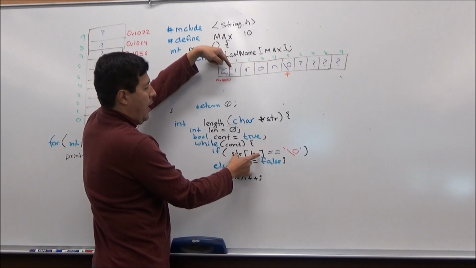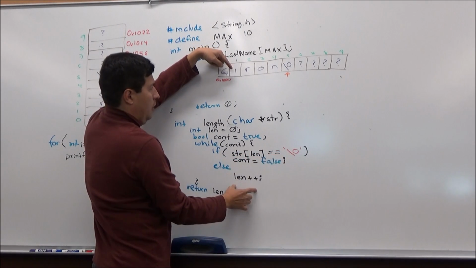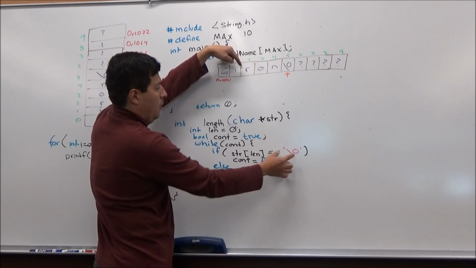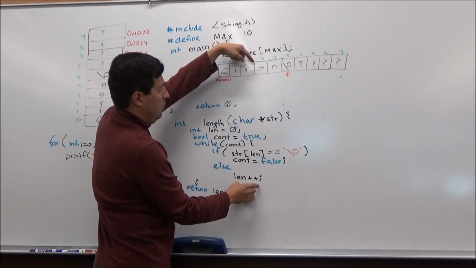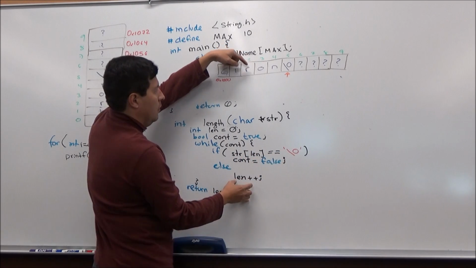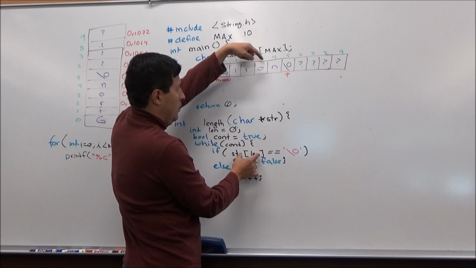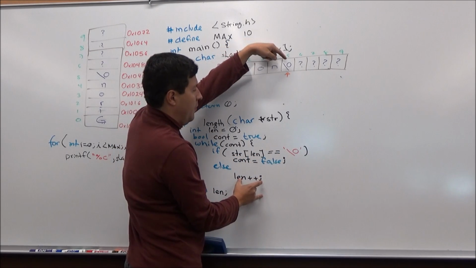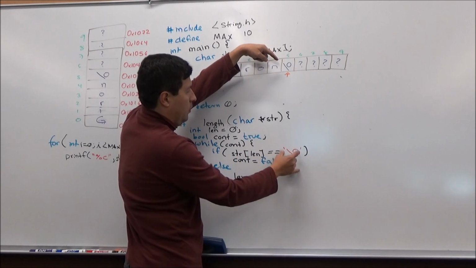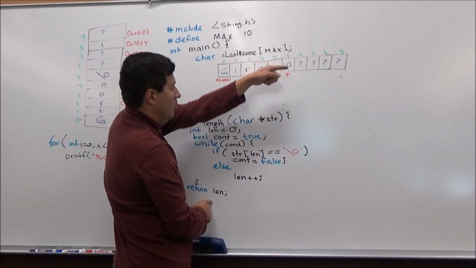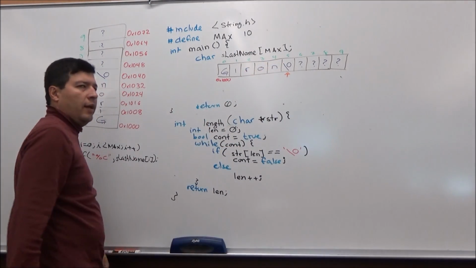Is I equal to that? No. Then increment to 2. Is R equal to that? No. Increment. Is O equal to that? Nope. Increment. Is N equal to that? Nope. Increment. I want 5. Is 5 equal to that? Yep. Then don't continue. Return. So I got 5 characters, so that looks like it works.